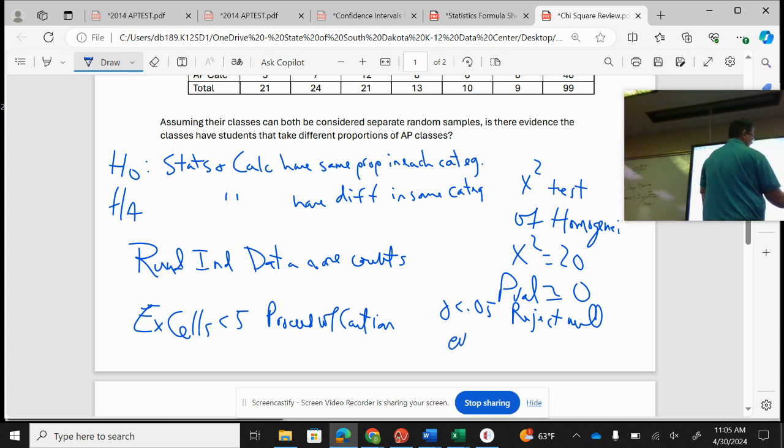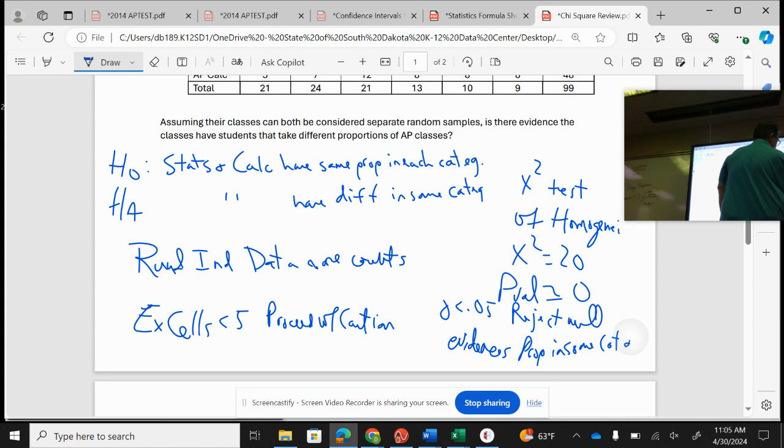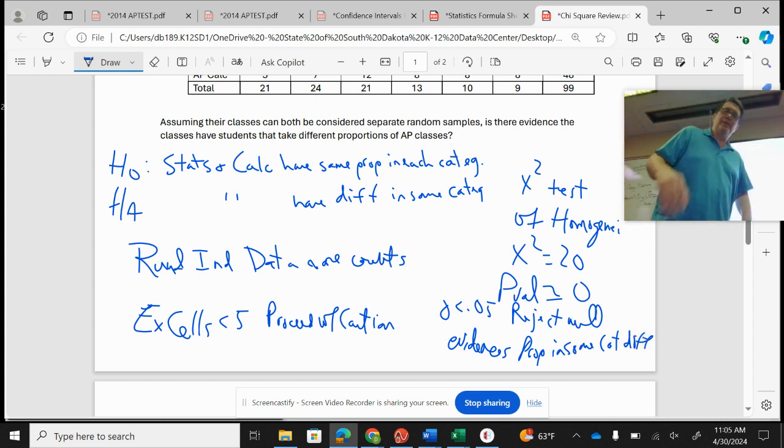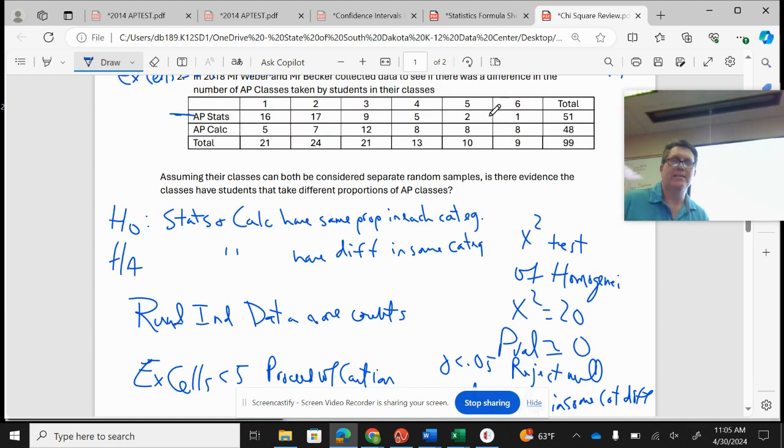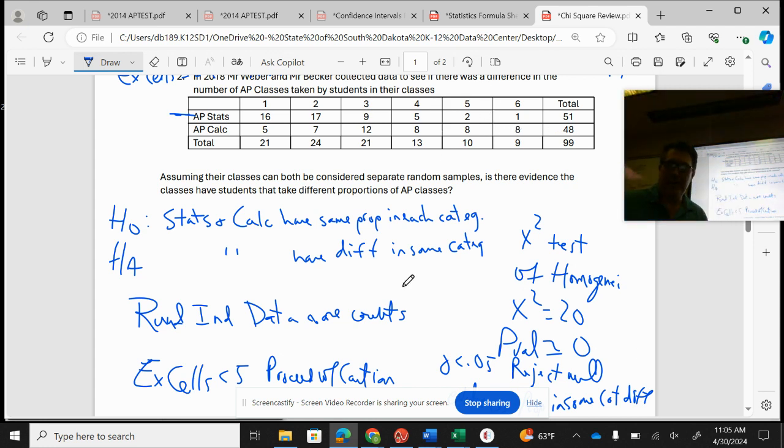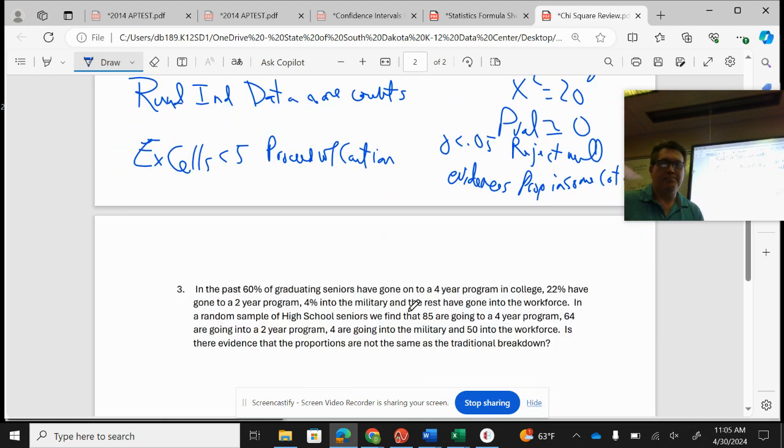And we have evidence that the proportions in some categories differ for stats and calc. Okay. Now again, if that happens on the AP test, you could be asked to combine them. Maybe we would combine the 5s and the 6s, and then we would end up, if we did that, even though this one would have a total of 3, this would have 16. When you do the expected value, it's going to be about 9.5 in each of those, and we're going to be okay.